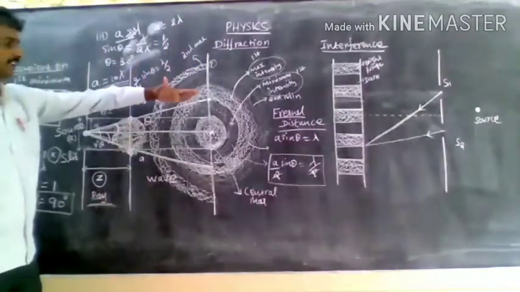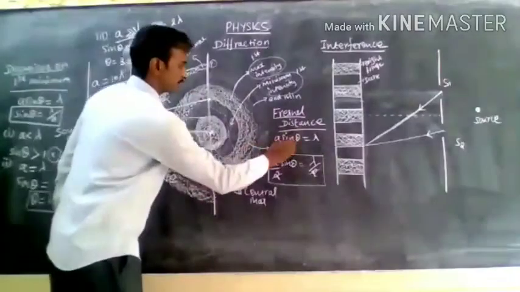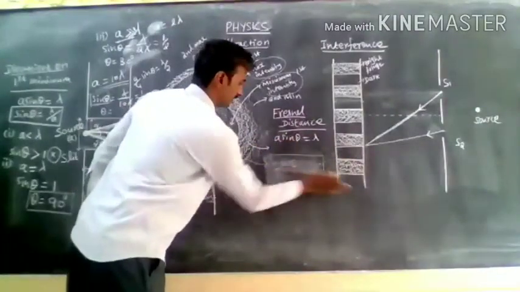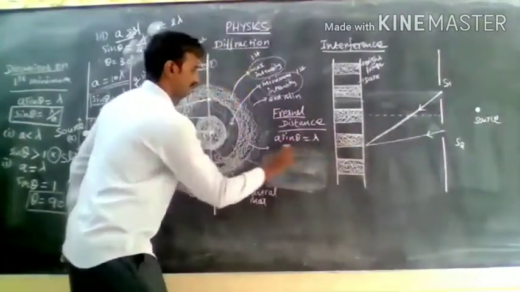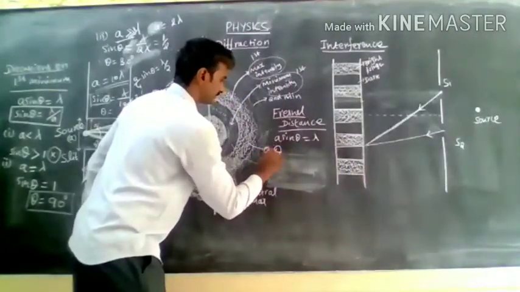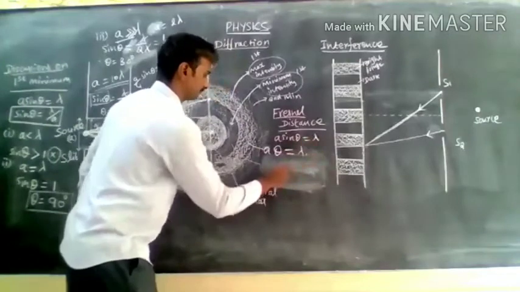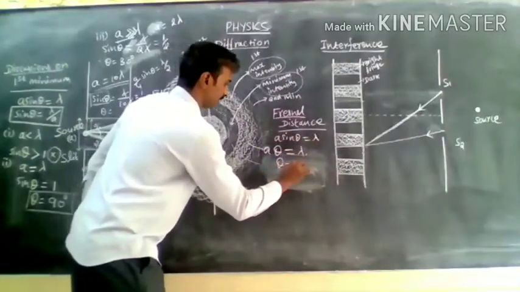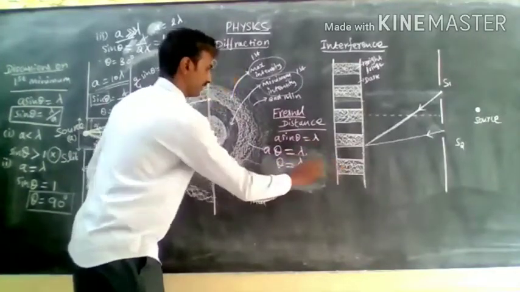For a small angle, sin theta is approximately equal to theta. Therefore, from this equation, a theta is equal to lambda. Then theta is equal to lambda by a. This is equation number 1.